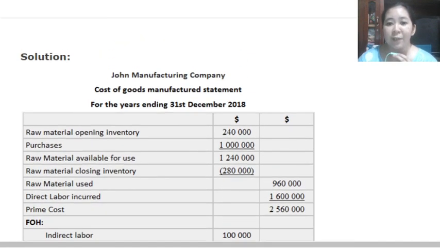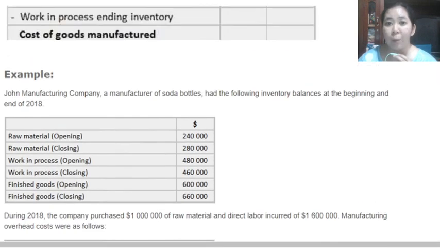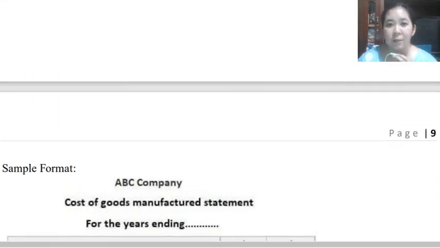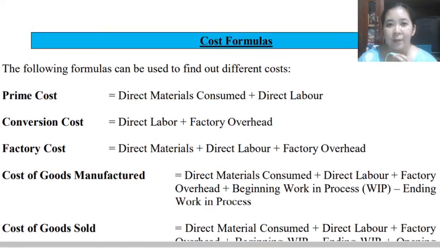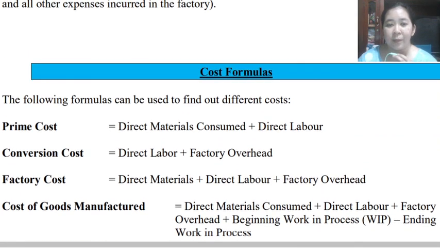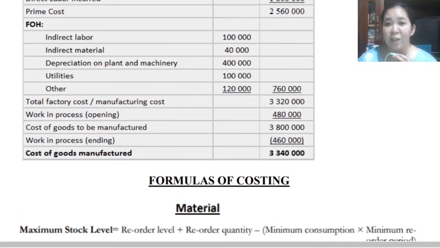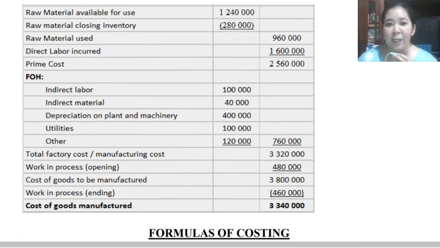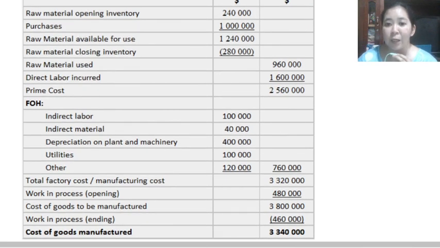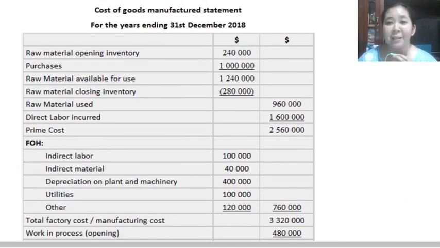So those are the different formulas for our costs in manufacturing. These are the general formulas. As we go along in our video lecture, we will be discussing the cost formulas for materials, labor, and factory overhead respectively.